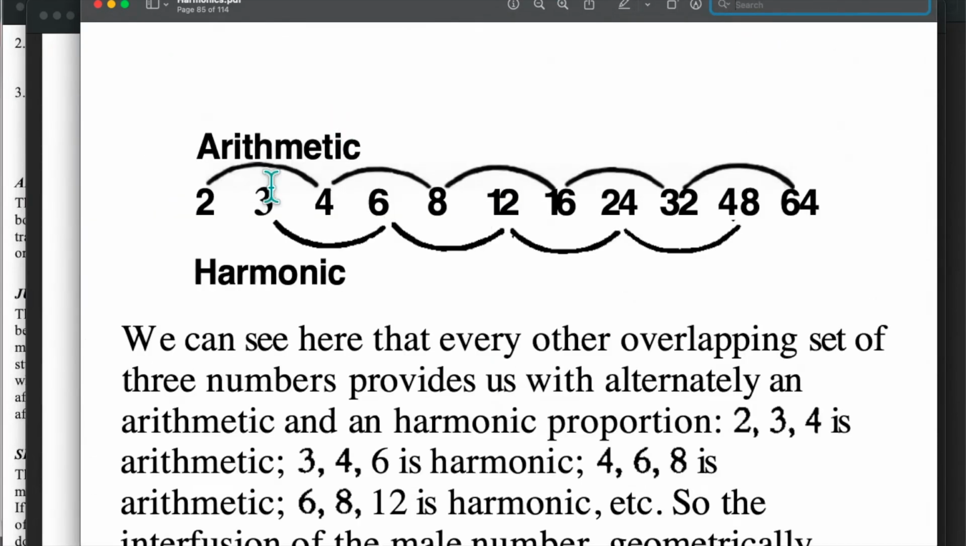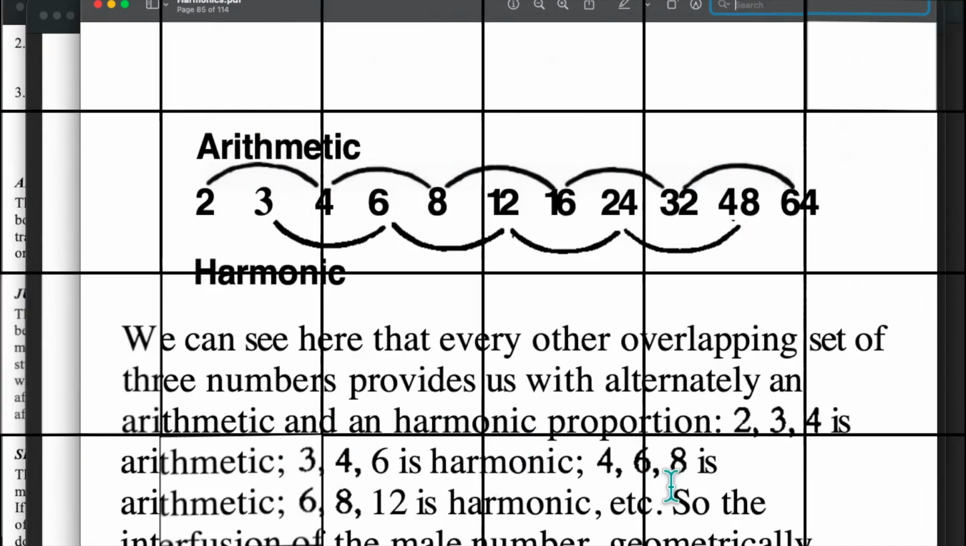We'll also look at the arithmetic and harmonic way of looking at it. Let's say, for example, if you see 3, 4, 6, this is going to be harmonic. So 2 to 4 is double, 4 to 8 is double, 8 to 16 is double, 16 to 32 is double, 32 to 64 is again double. But 3, 4, 6 is more in terms of harmonics.